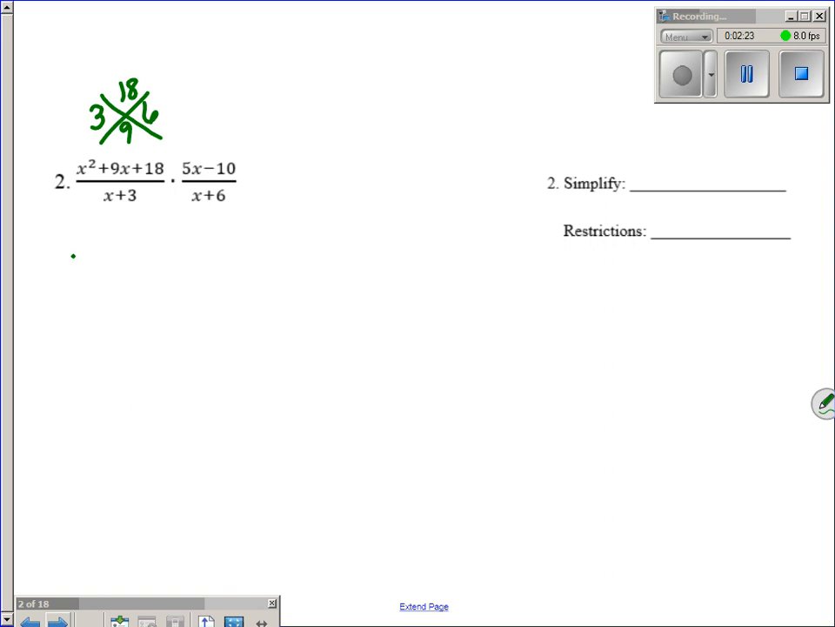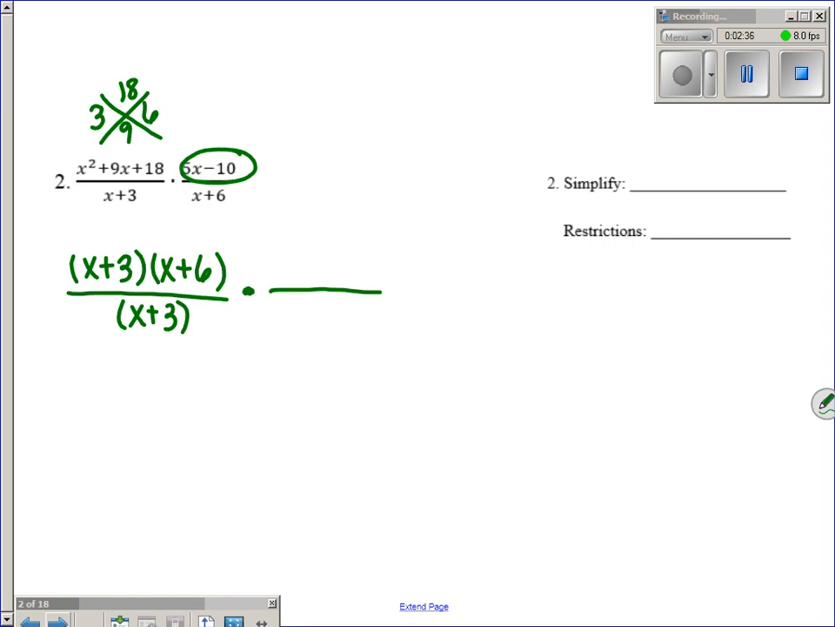So this actually becomes x plus 3, x plus 6, over x plus 3, times, I can also factor the top. It does have a GCF of 5, so I'm left with, not 10, x minus 2, and x plus 6 on the bottom.